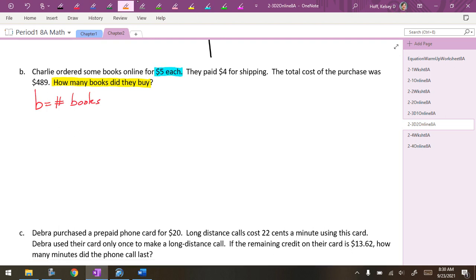Books are $5 each. Each, that's our key word. Each tells us to do what? We're going to multiply here. So we're going to take 5 times B. Now, Charlie paid $4 for shipping. Does shipping increase or decrease your total? Increase. We hate paying shipping, so we need to add $4. How much was the total purchase? 489. On your own, solve that for me. Find out how many books Charlie just ordered.